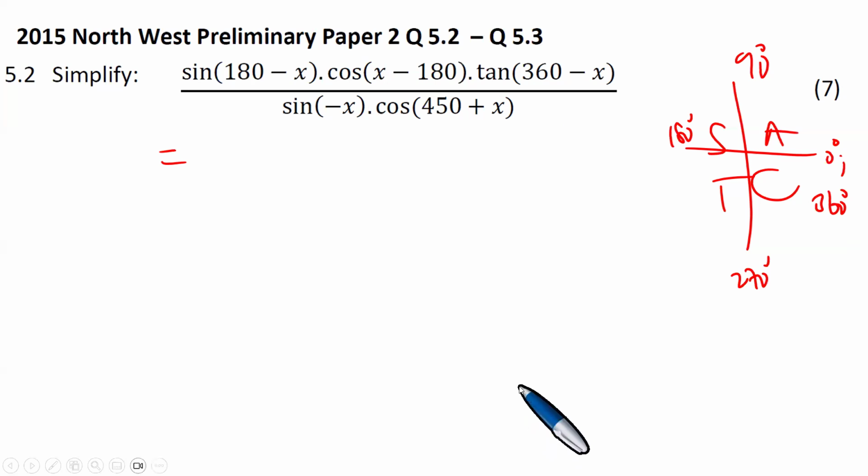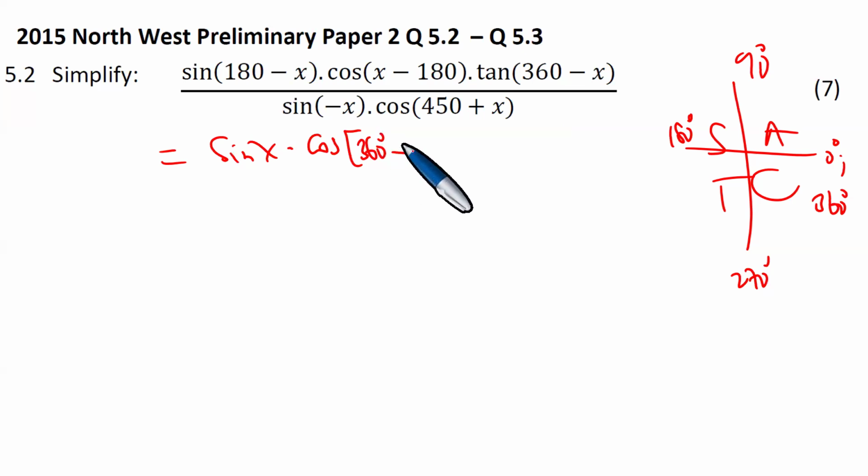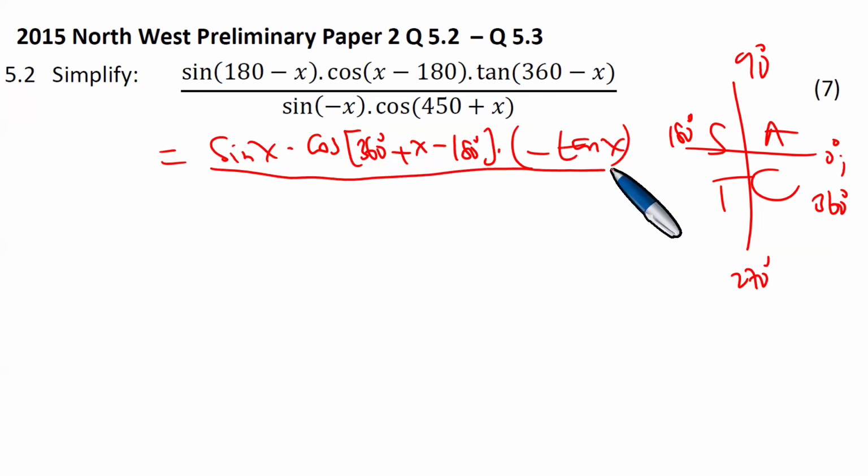Now, what do we do here? 180 minus x is in which quadrant? 180 minus x is in the second quadrant, in which the sine is positive, and this takes us to sine x. Now, this one is a negative angle, so with negative angles you can add 360 like that. The 360 minus x is in the fourth quadrant, in which the tangent is what? The tangent is negative. So this is minus sine x.